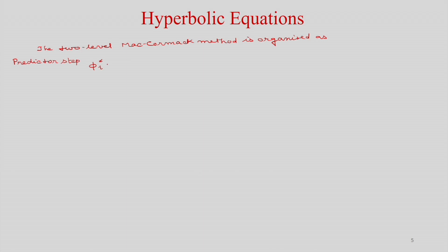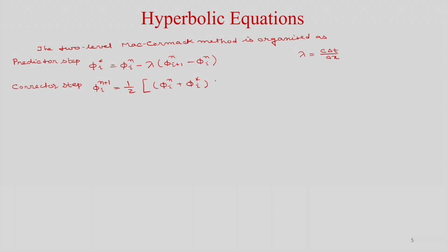Predictor step: phi I star is equal to phi I n minus lambda, where lambda is equal to C delta t by delta x, times phi I plus 1 n minus phi I n. So, you calculate phi I star from here, then in the corrector step you find the value of phi I n plus 1 as half of phi I n plus phi I star minus lambda times phi I star minus phi I minus 1 star.